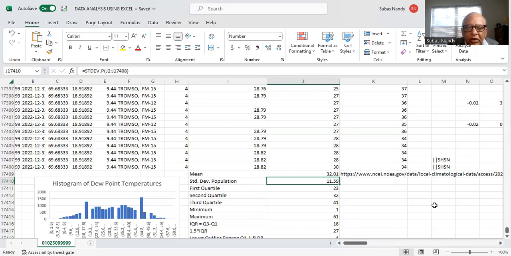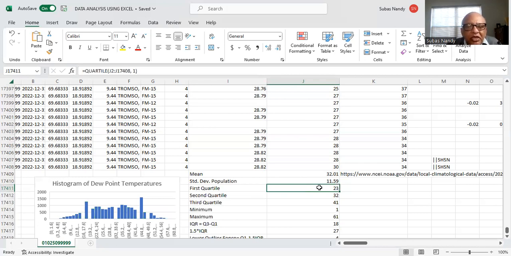Now I want to find the first quartile. The first quartile, remember, is the 25th percentile. That is, 25% of the data are below the first quartile. How do I find the first quartile? In that particular cell, I type equal to QUARTILE, with a parenthesis. I want to find the quartile of the data set from J2 through J17,408, so J2 colon J17,408, and then comma, and I want the first quartile, so comma 1, and hit enter. 1 is the first quartile.